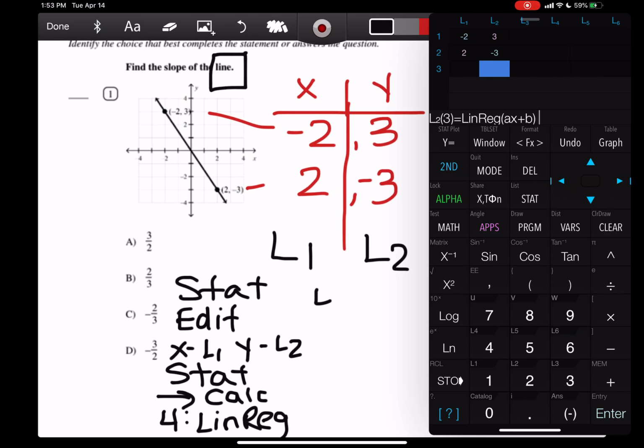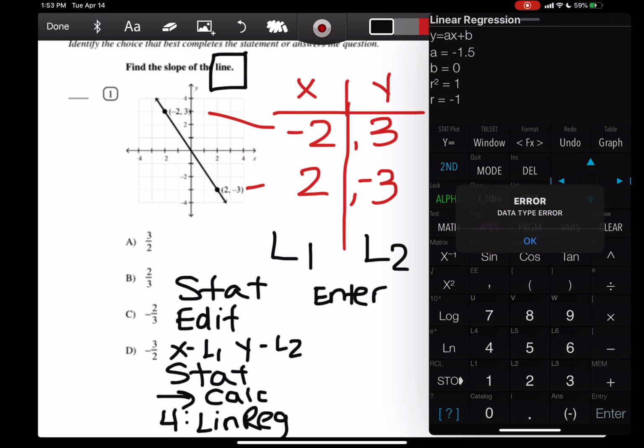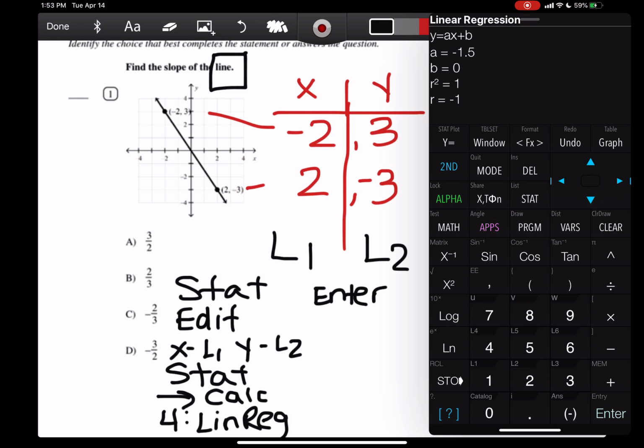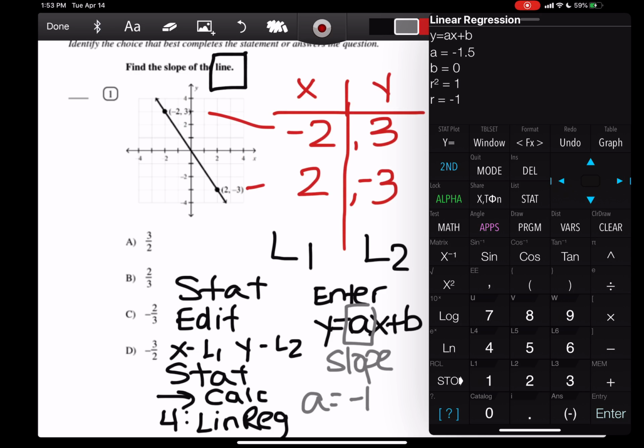From there, on this particular calculator, it's going to give you an error. Don't worry about this error. It's null and void because it still gives you the real answer. Remember, in the calculator, slope-intercept form is y equals ax plus b, where a is your slope. So for our variables, a equals -1.5. That's the exact same thing we got when we did the box method. We converted to fraction, and they gave us an answer of D.